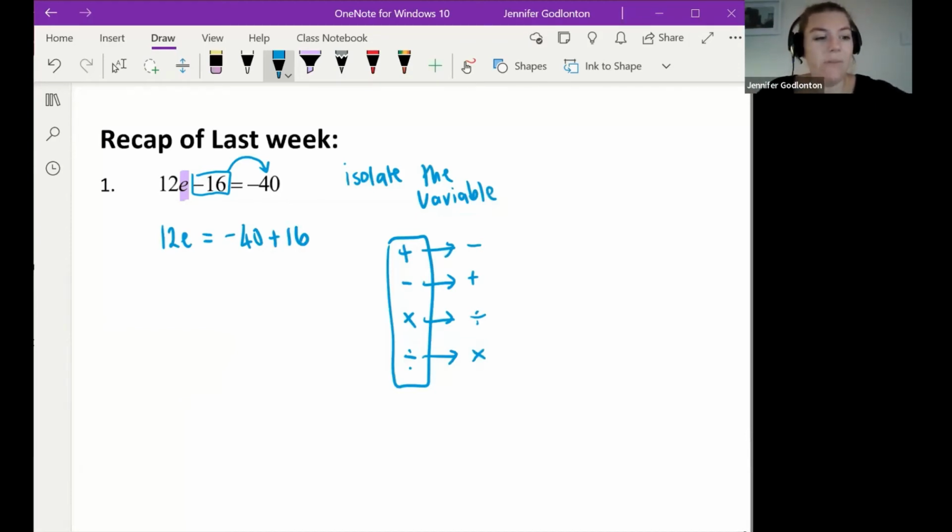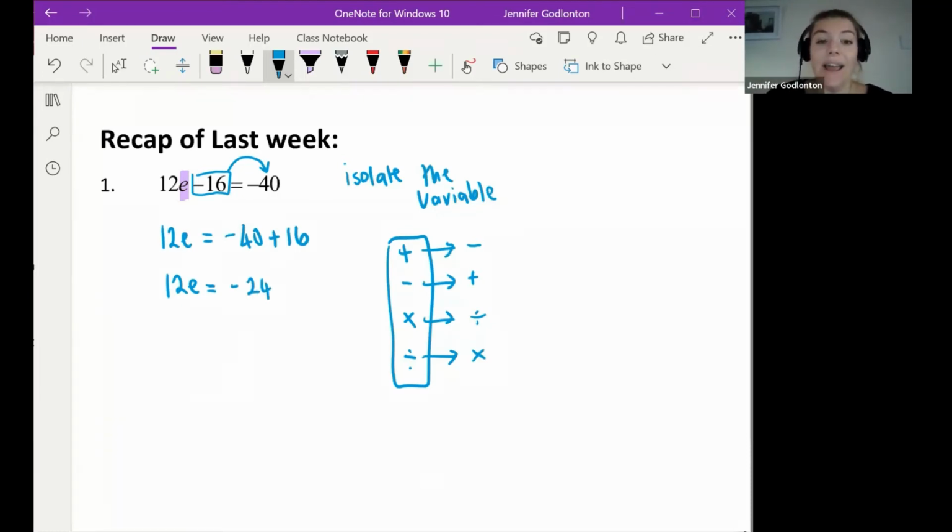Okay, and remember, if you're in a situation where you're looking at these numbers and you're feeling a little bit stressed because they're negative numbers and there's integers and you're like, oh, I don't know what to do, you always can use your calculator. You're always allowed to use your calculator. Okay, so now on the left-hand side, I've got 12e. Negative 40 plus 16 is going to be negative 24.